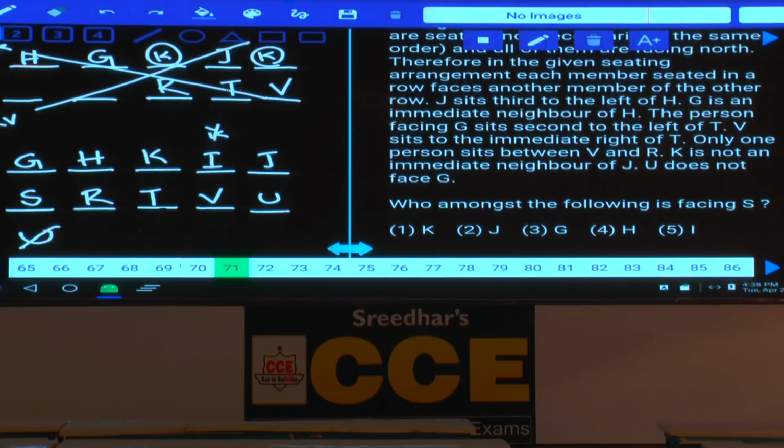Shall I explain the questions or is it not required? Done. Write down this arrangement then. Question number 71 to 75. The next one, 76 to 78.